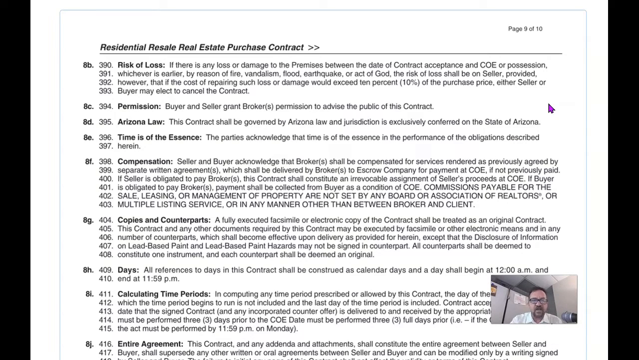8C is a little CYA for the real estate agents. The buyer and the sellers are granting the brokers permission to advise the public of this contract. That gives us the legal authority to change it from active to pending in the MLS. 8D in here, Arizona law. The contract is governed by Arizona law, and the jurisdiction is exclusively conferred into the state of Arizona. That is to make sure that a citizen of an outside state, let's say California, because I like beating up on them, cannot sue in a California court to enforce an Arizona contract on Arizona property.